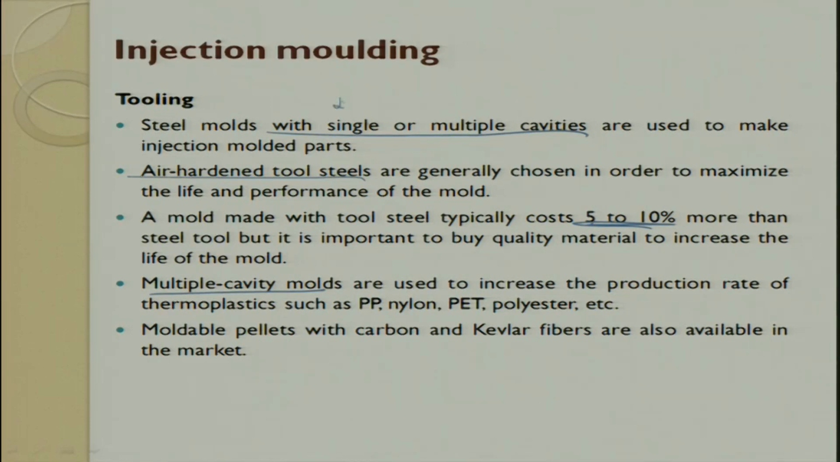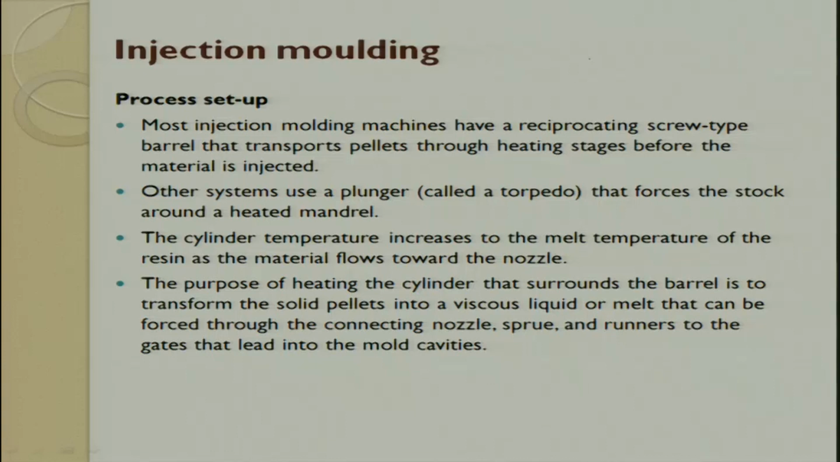Single means a large part. Multiple means the surface is large and the area is small. So, you make multiple components, for example, spoon, plate, all these things. You also use these pellets which I have already discussed. Injection molding machines, there are two types.